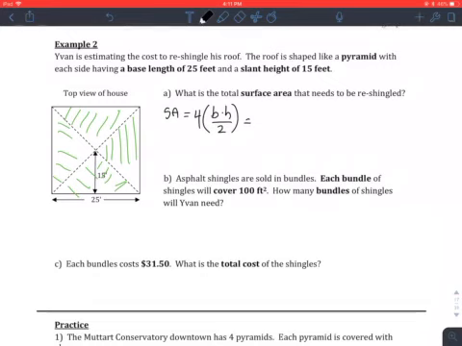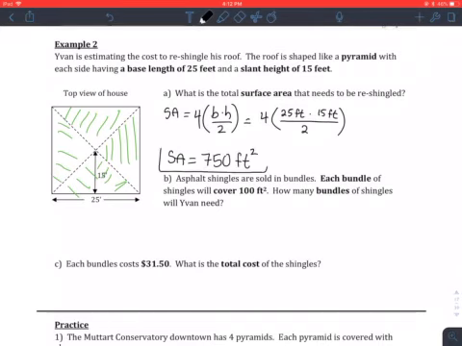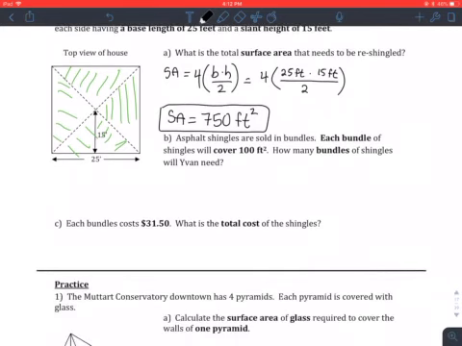So let's go ahead and throw our numbers in there. 4 multiplied by the base, which is 25 feet, multiplied by 15 feet, that's the height, and that is going to be divided by 2. If we go ahead and plug that in, we're going to get an answer of 750 feet square, or square feet, however you want to look at it. Okay, so that's the total area.